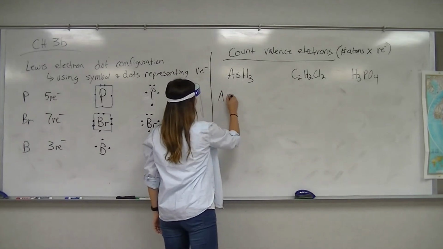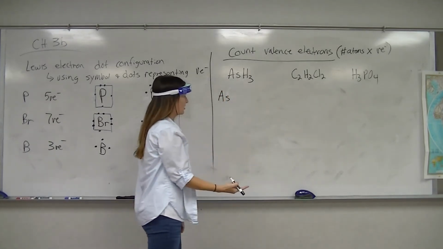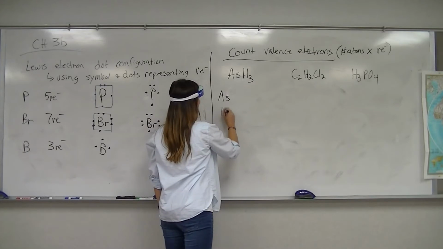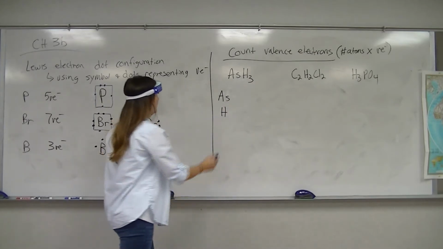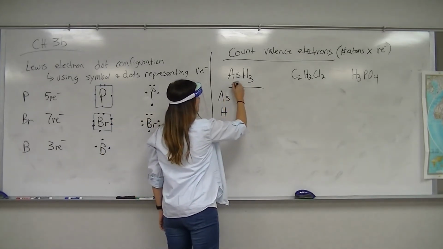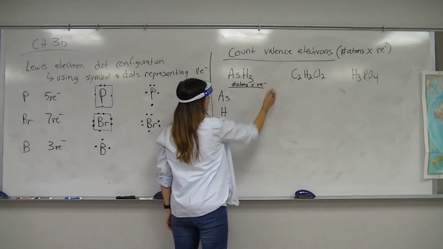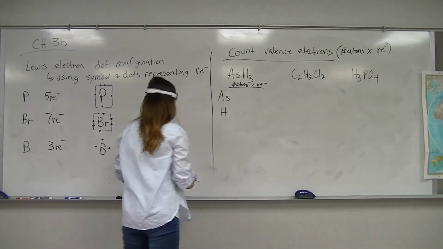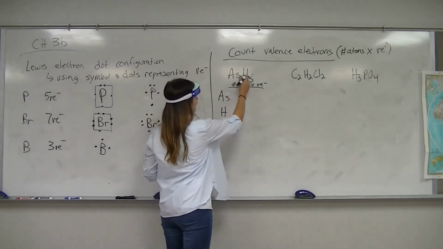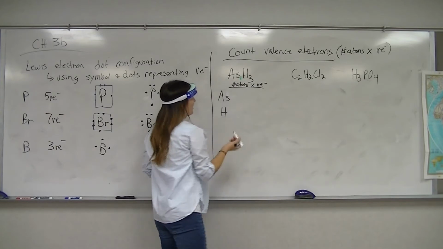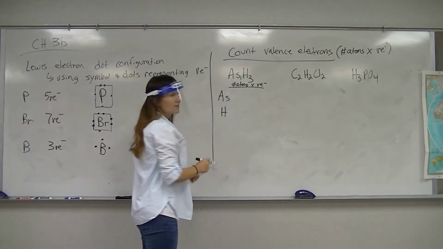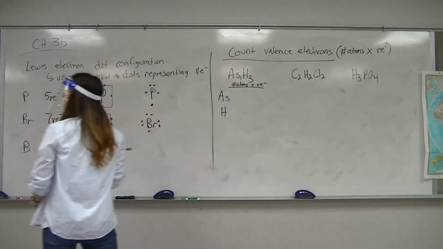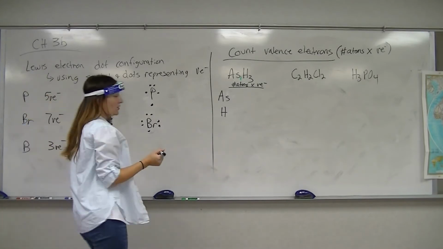So I would put the two elements that are combined here, arsenic and hydrogen. And I need to know how many atoms of each I have and how many valence electrons I have. So for arsenic, how many atoms do I have? And you're looking at the subscript. 33. Not that, you're looking at the atomic number. Oh, that's the number of protons.